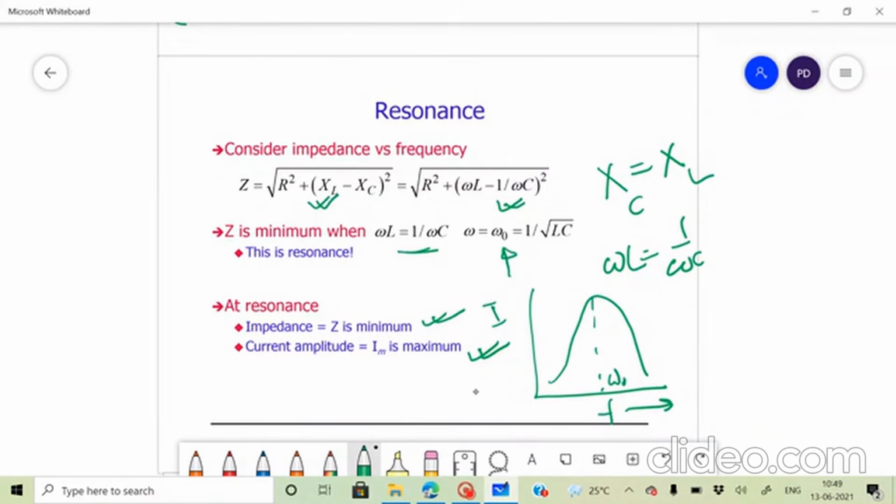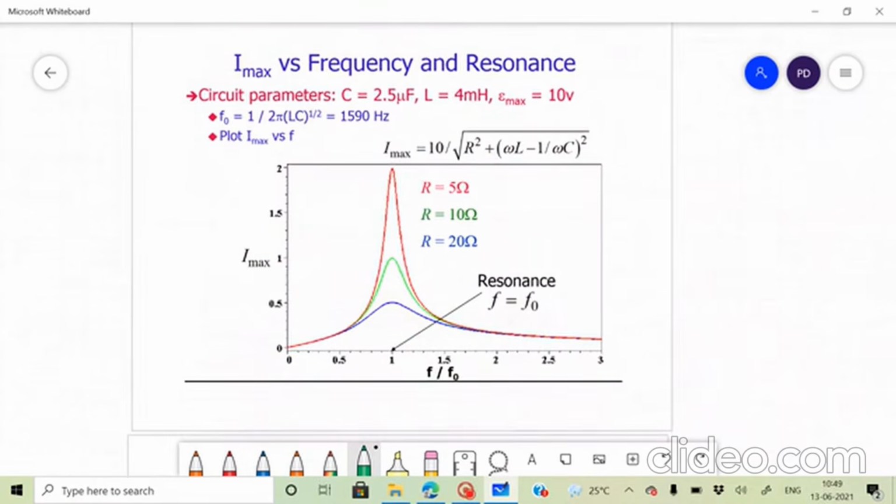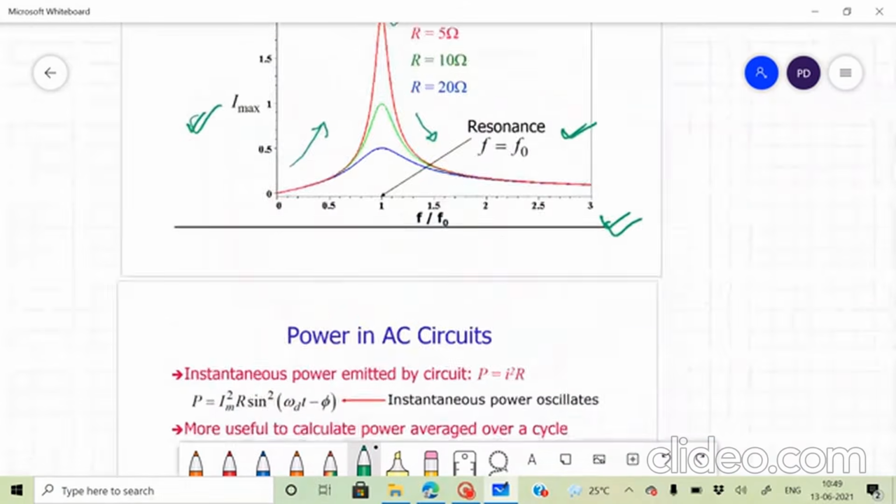So let's move ahead. This is the curve of I as a function of f, with I max at the peak. This is for the low frequency regime, and this point is resonance. This is your resonance frequency, and if you increase the frequency, the current will start dropping. This is the kind of trend you will see in the current versus frequency curve. There is also a typical example which you can look at.